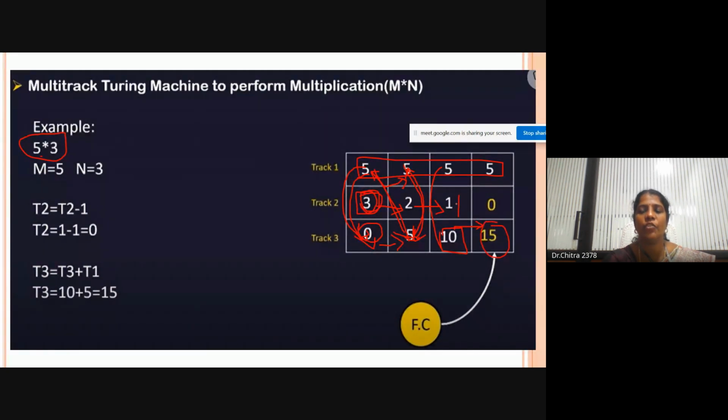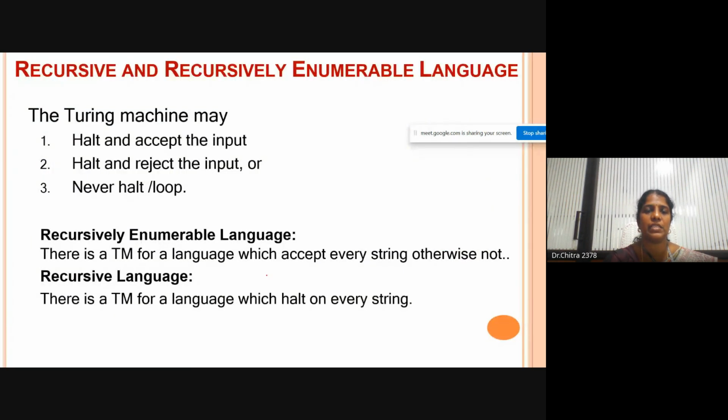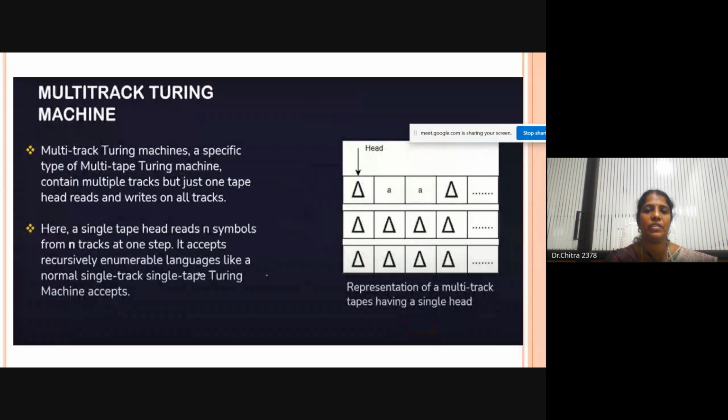Okay. Then now decrease the value of this one. Now it is 0. If it is 0, that's completed. No need to add it again. So in this manner, the multiplication will be performed. So generally, multi-track Turing machines are used to perform certain specific applications. So that is all about the differences of Turing machines.